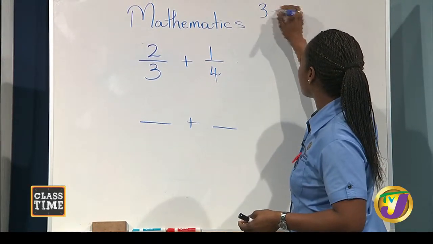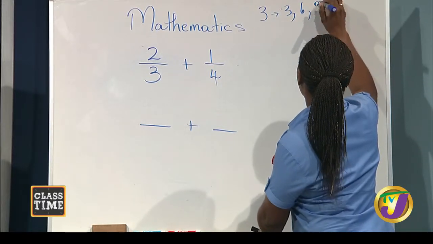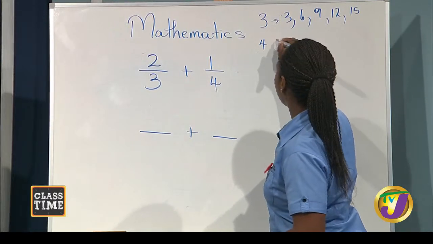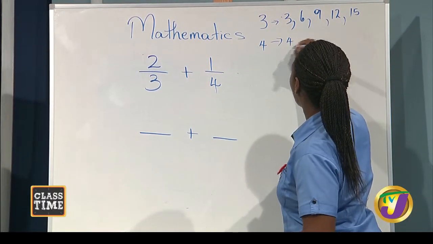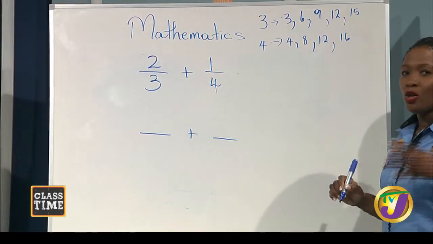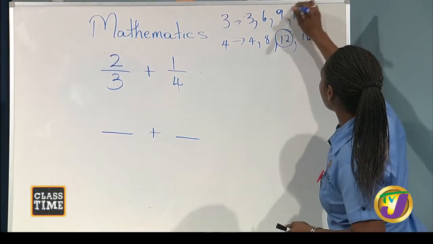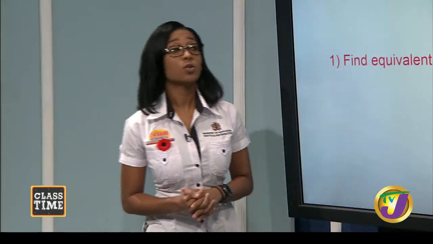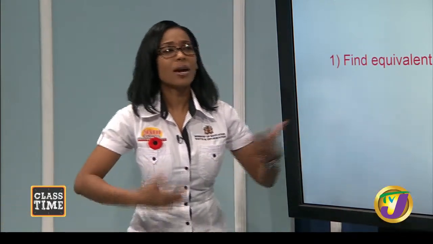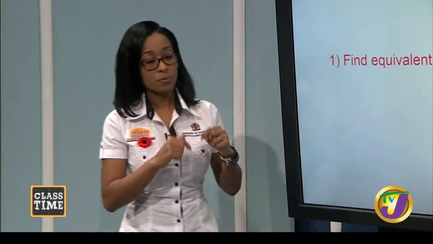So if you look at the multiples of 3, we start with 3, then we have 6, 9, 12, 15. We're just going to stop there for now. Then you look at 4. Multiples of 4: 4, 8, 12, 16. So what is the lowest common multiple for 4 and 3? Looks like 12 to me. It's definitely 12. There are many more multiples that are common between 3 and 4. However, 12 is the lowest common multiple between both.